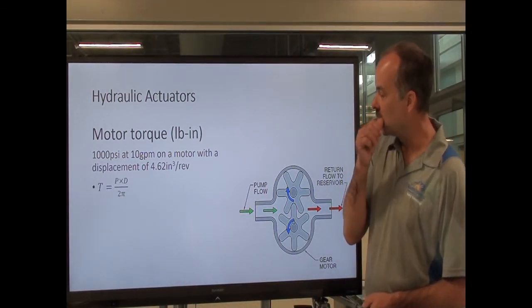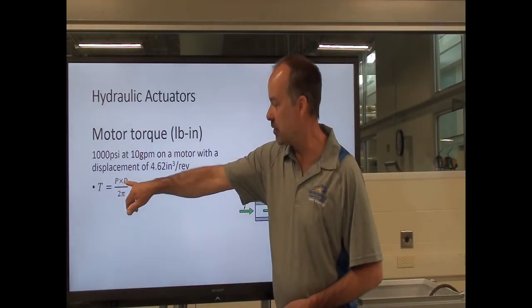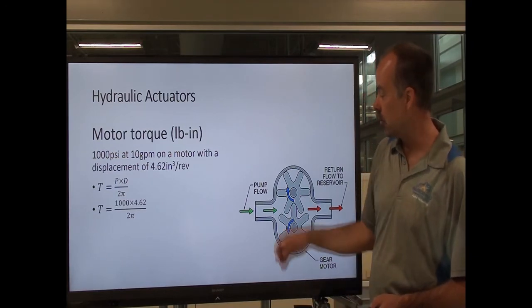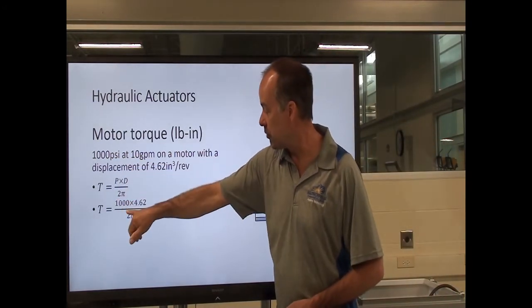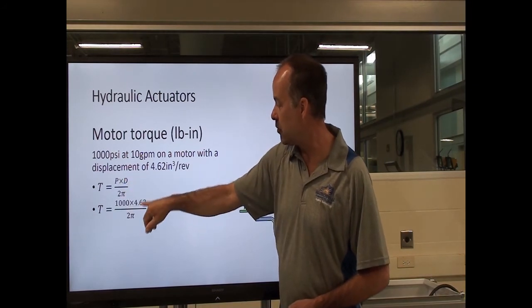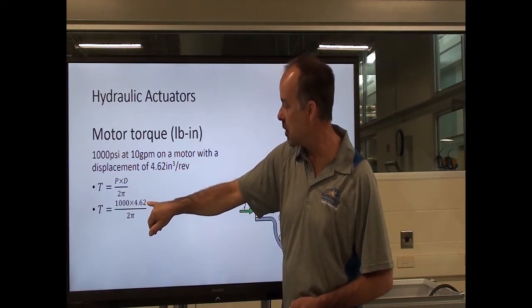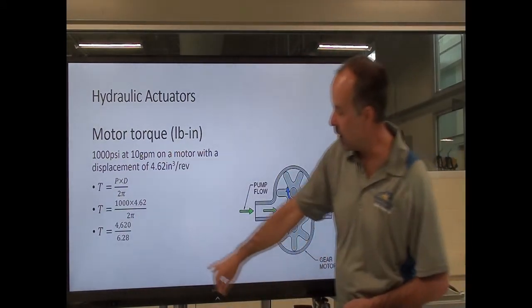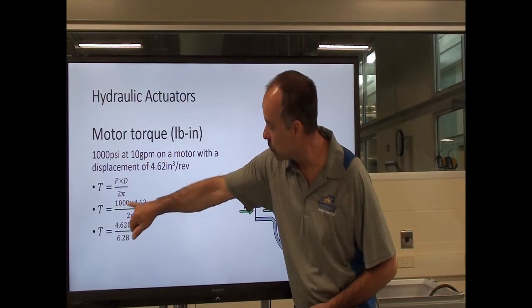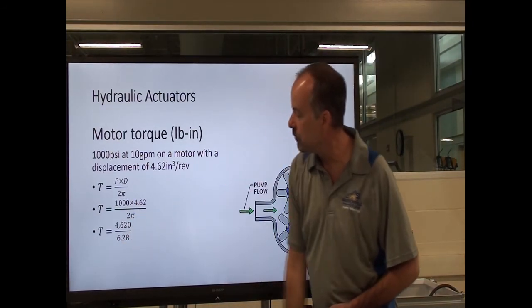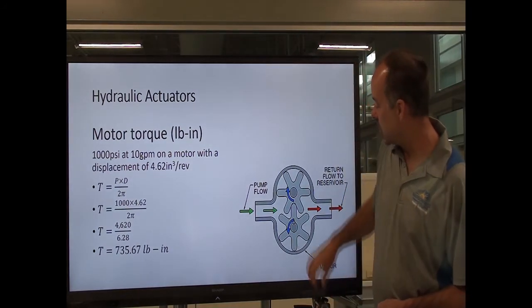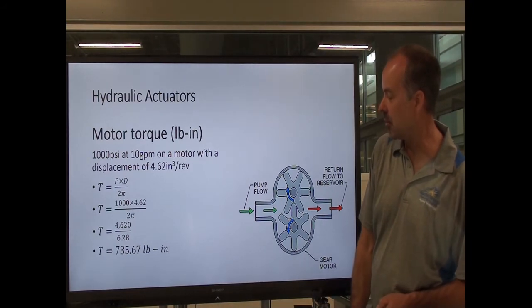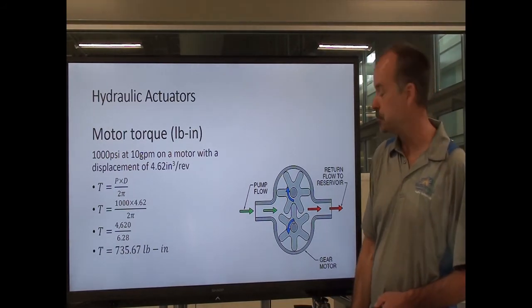So to find our torque, we take the pressure times the displacement and divide it by 2 times pi. So, like we said, our pressure was 1,000 psi. Our displacement is 4.62 cubic inches per revolution, and then we divide that by 2 pi, and we start working our math down. Multiply these two together, and we come up with this motor with 1,000 psi would generate 735.67 pound-inches of torque.